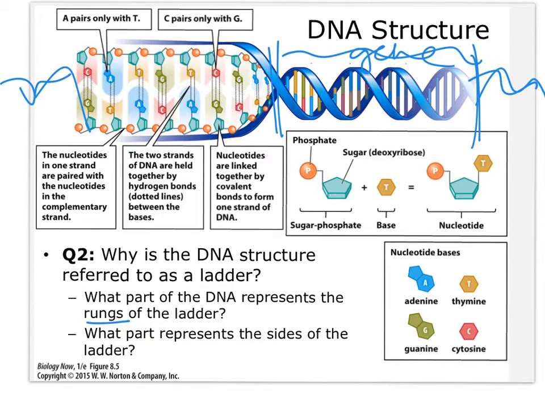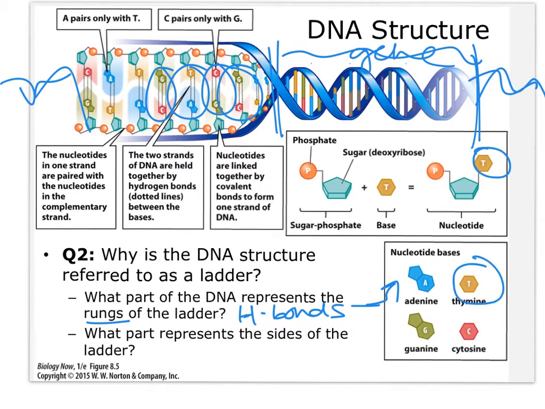So what part of the DNA represents the rungs of the ladder? Maybe it's the base pairs, right? So the rungs of the ladder are the H bonds, the hydrogen bonds between the bases. Here's what the bases look like. This would be the base, thymine, or it could be a C there, a G there, or an A there. This is the sugar, that's the phosphate.